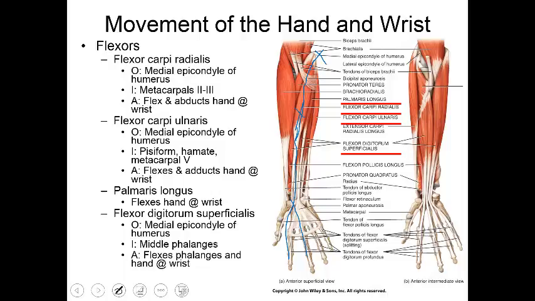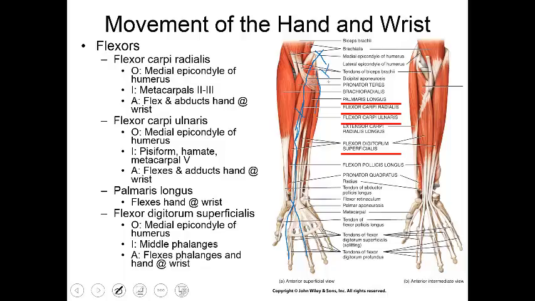The next muscle is the Flexor Carpi ulnaris, and it's oriented towards the ulna. So just like the Flexor Carpi radialis, it also begins from the medial epicondyle of the humerus, right here. So this is the muscle right here.